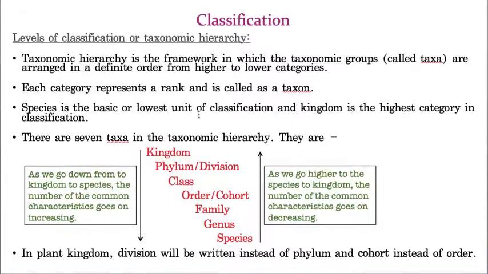What is taxonomic hierarchy? See, for example, I found one organism. I should not classify that organism in the way I like. See, there are certain rules. For example, when you are going on the road, we have to follow the set of rules which are framed by the government. For example, a red signal is there.